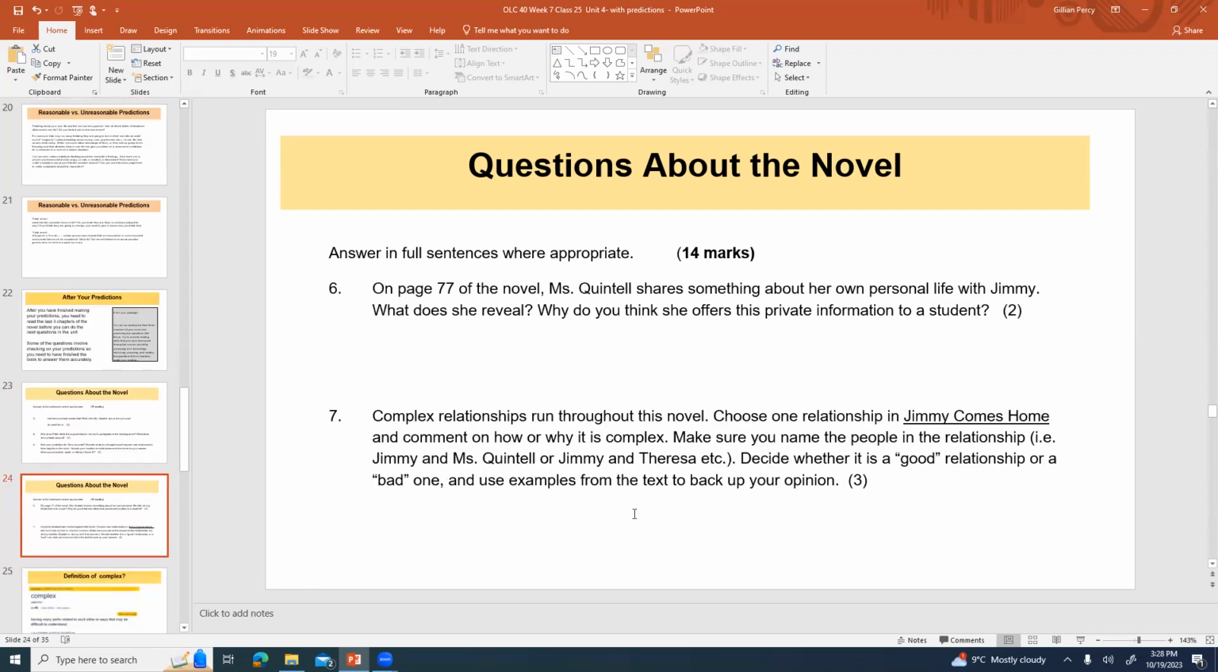We also have, on page 77 of the novel, Ms. Quintal shares something about her own personal life with Jimmy. What does she reveal? And why do you think she offers this private information to a student?